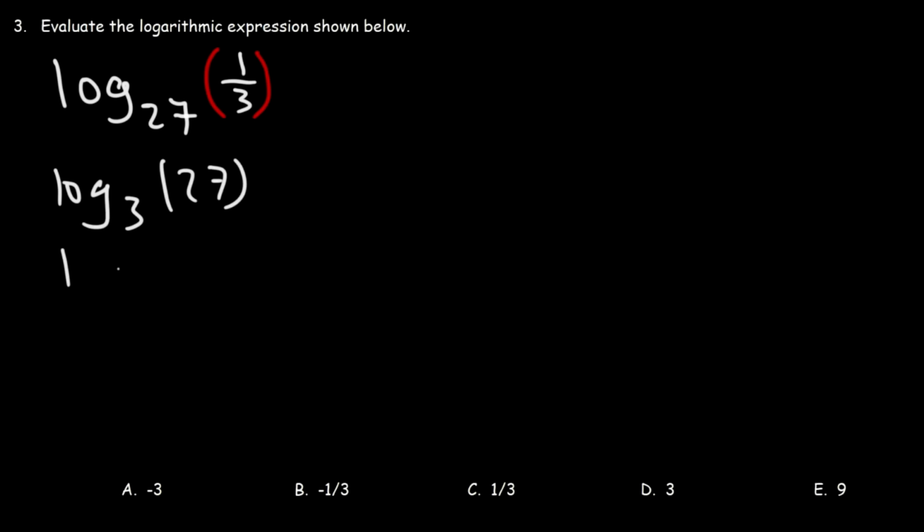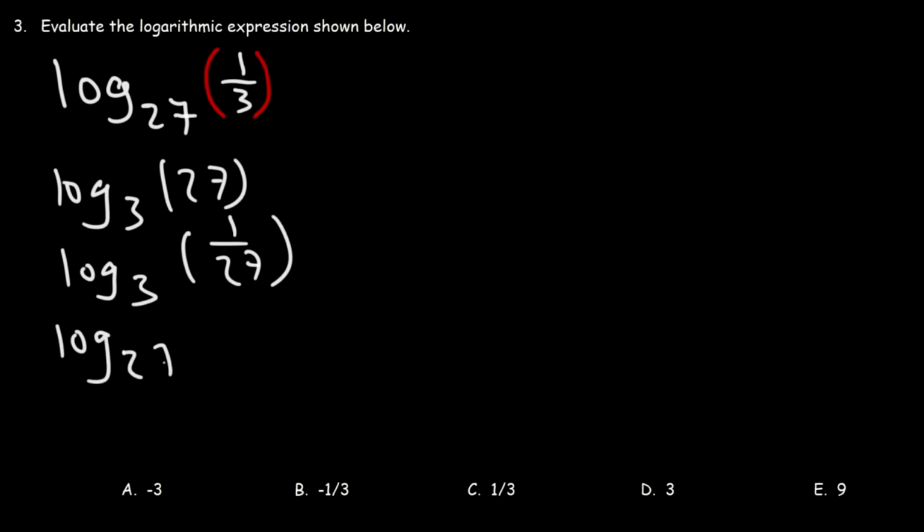Evaluate log base 3 of 27, log base 3 of 1 over 27, and then log base 27 of 3. Now, 3 to the what power is 27? How many 3's do you have to multiply to get to 27? You need 3 3's to get to 27. Now, if we change it from 27 to 1 over 27, the 3 will become negative 3. And if we reverse 3 and 27, this 3 becomes positive 1 over 3. We just simply flip it under 1.